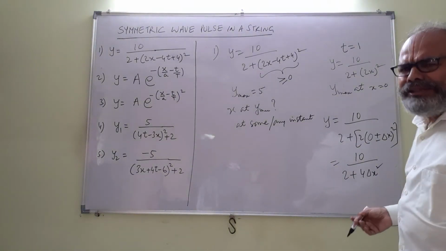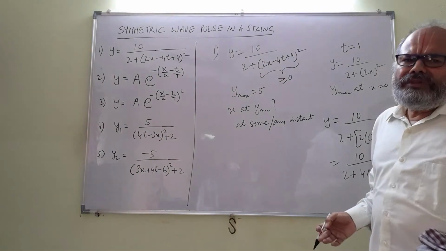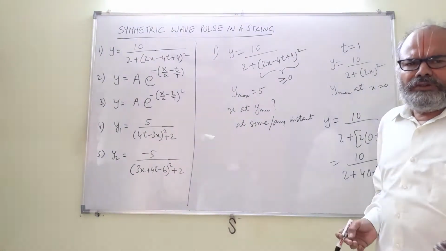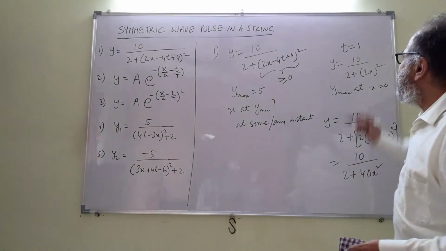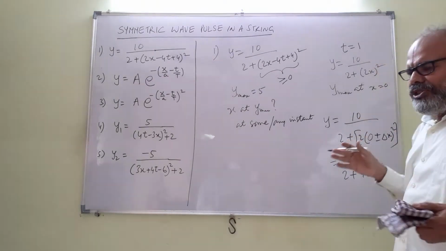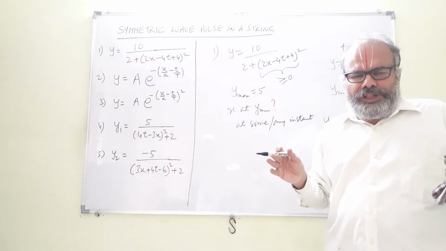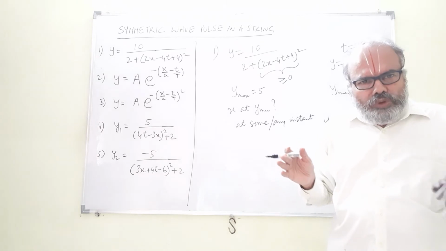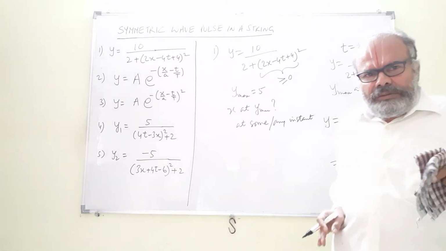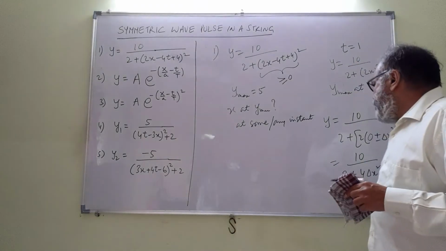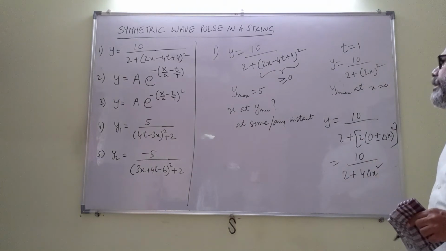You can do it at any instant. The most convenient instant is t equals 0. It involves fewer calculations. Whereas you can do it at any instant because the shape of the pulse is not going to change as it moves along the string. So therefore you can do it at any instant.